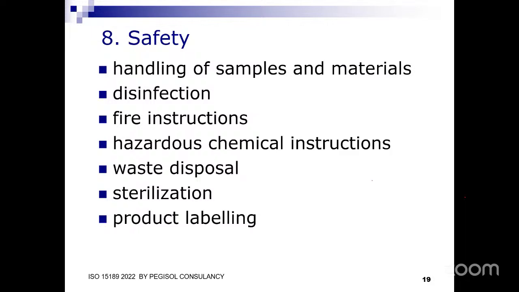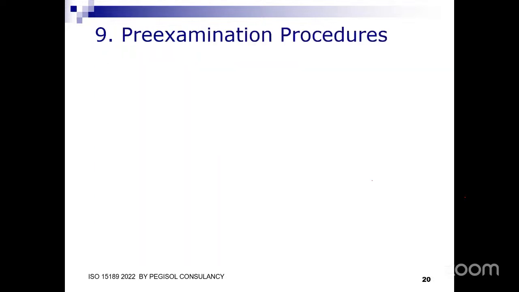Now, next is safety, handling of samples, materials, and disinfection. What is even being used for disinfection? You have to state it there. Let's say, for example, using 10% hypochlorite to disinfect your table, your workbench, you state it there. Fire instructions, hazardous chemical instructions, all those hazardous chemical instructions, waste management, sterilization, product label, safety, even an MSDS sheet can also be there.